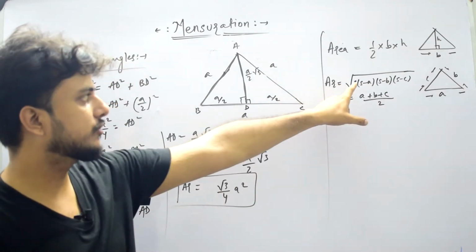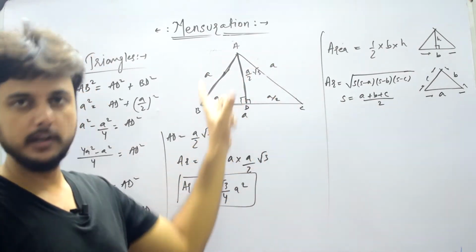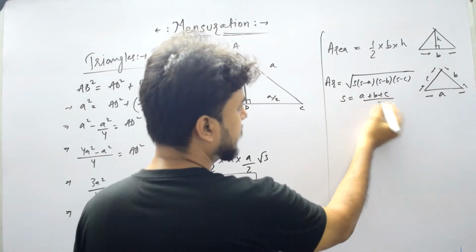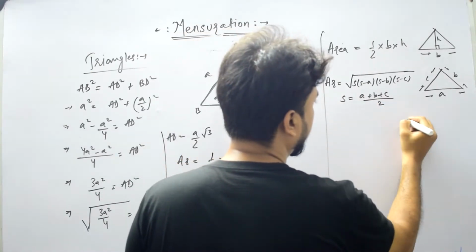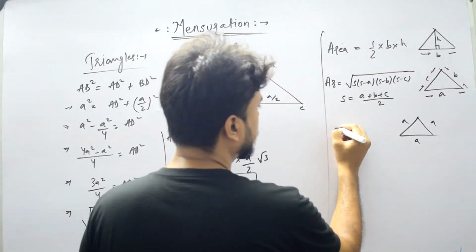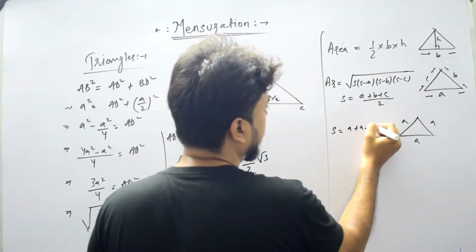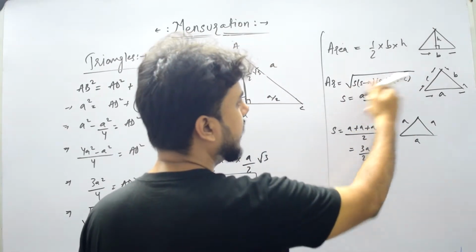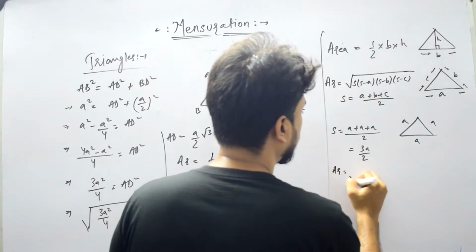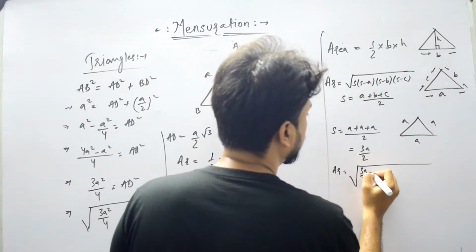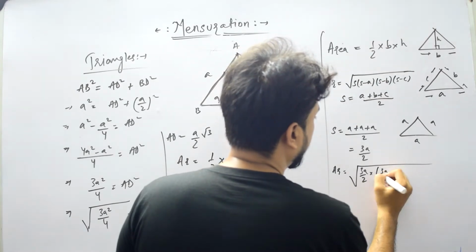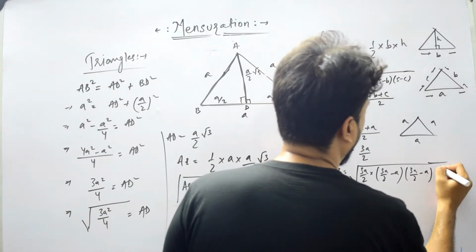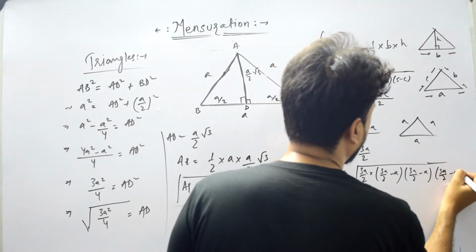Now see, we can also use Heron's formula to find the area of an equilateral triangle. It's very simple. For an equilateral triangle, if the length of each side is A, the semi-perimeter becomes A plus A plus A by 2, that means it is 3A by 2. And then we will put the values here. So we will get area equals root over 3A by 2 multiplied by 3A by 2 minus A, 3A by 2 minus A, and 3A by 2 minus A.